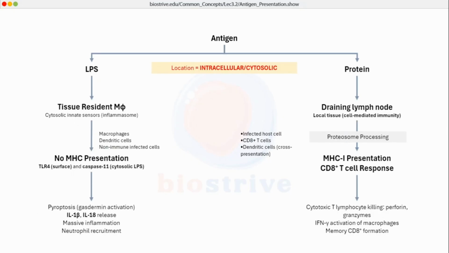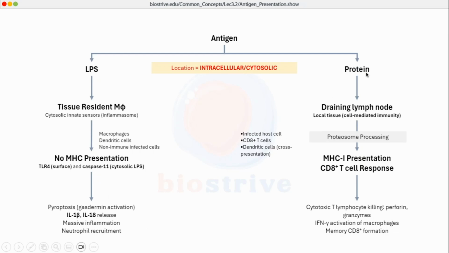Now, second concept: if the nature of antigen is intracellular, the nature is lipopolysaccharide, it will be taken care of by tissue resident macrophages. There will be no MHC presentation. If it is intracellular, there may be involvement of caspases and gasdermin activation. There will be pyroptosis and a massive inflammatory response. There will be massive neutrophil recruitment we talked about earlier.